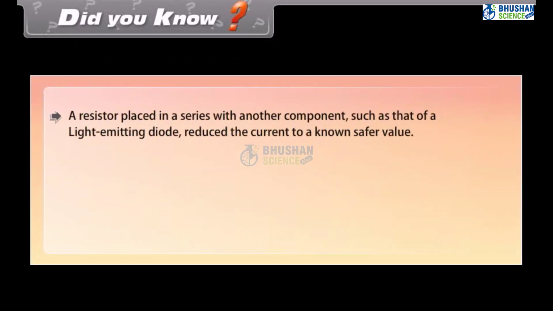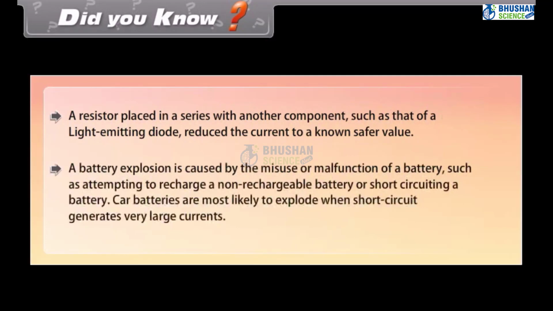A resistor placed in series with another component, such as a light-emitting diode, reduces the current to a known safer value. A battery explosion is caused by the misuse or malfunction of a battery, such as attempting to recharge a non-rechargeable battery or short-circuiting a battery. Car batteries are most likely to explode when a short circuit generates very large currents.